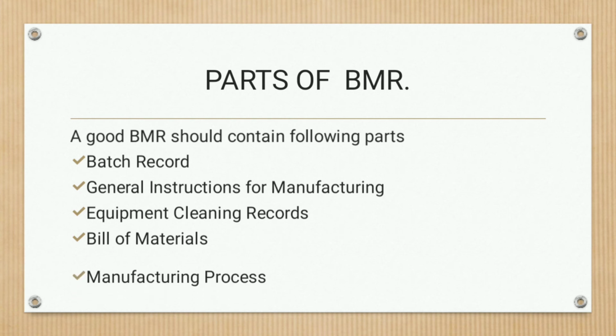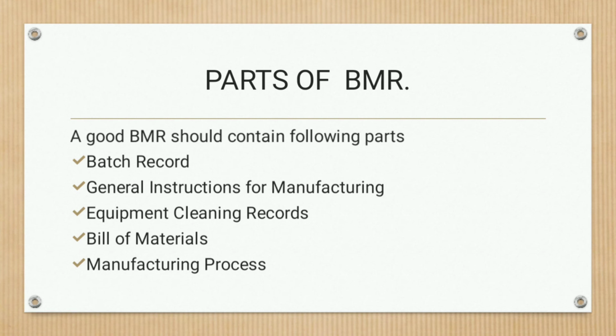Then coming to the next one, that is the manufacturing process. The manufacturing process should be written step by step in easy language. For example, milling, then sifting, drying, lubrication, compression, coating and packaging, with all instructions and process time written, and a checklist with line clearance should also be attached before starting every process. Then after completion of every stage of the product, there must be a checking process for compliance with the specifications at that stage, and results should be attached with the batch manufacturing record.